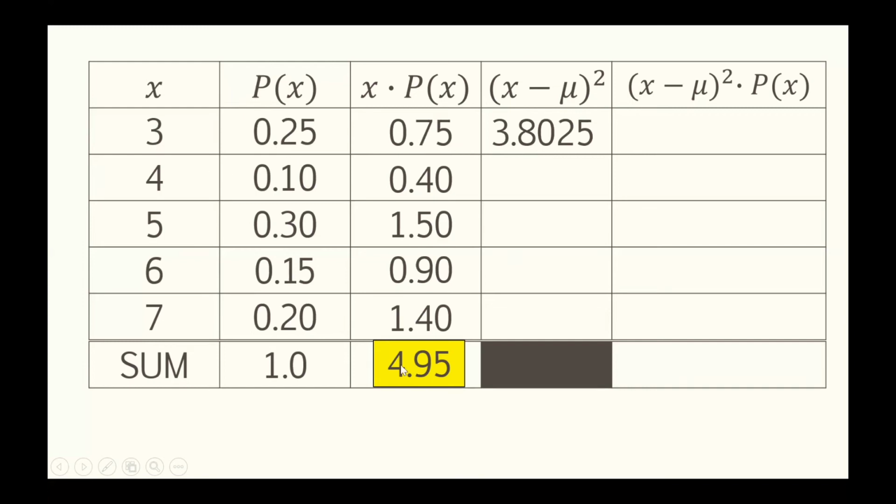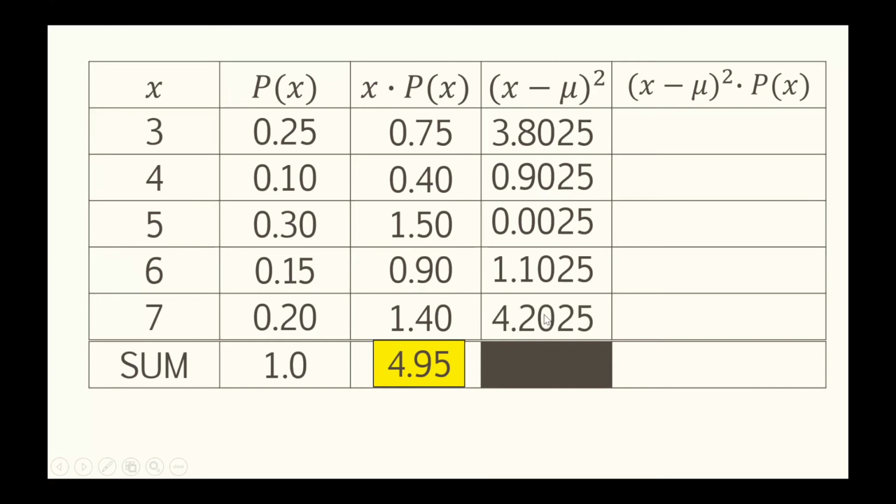3.8025. 4 minus 4.95 squared, that is 0.9025. 5 minus 4.95 squared, that is 0.0025. 6 minus 4.95 squared, that is 1.1025. 7 minus 4.95 squared, that is 4.2025. In this column, we don't need to get the summation because these values will be multiplied to its corresponding probability, which is in this column.